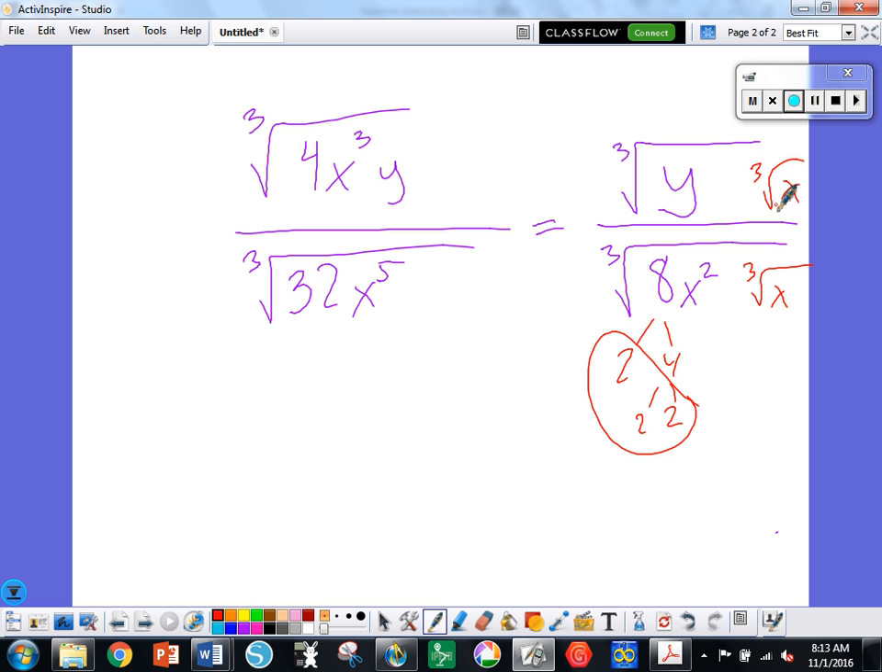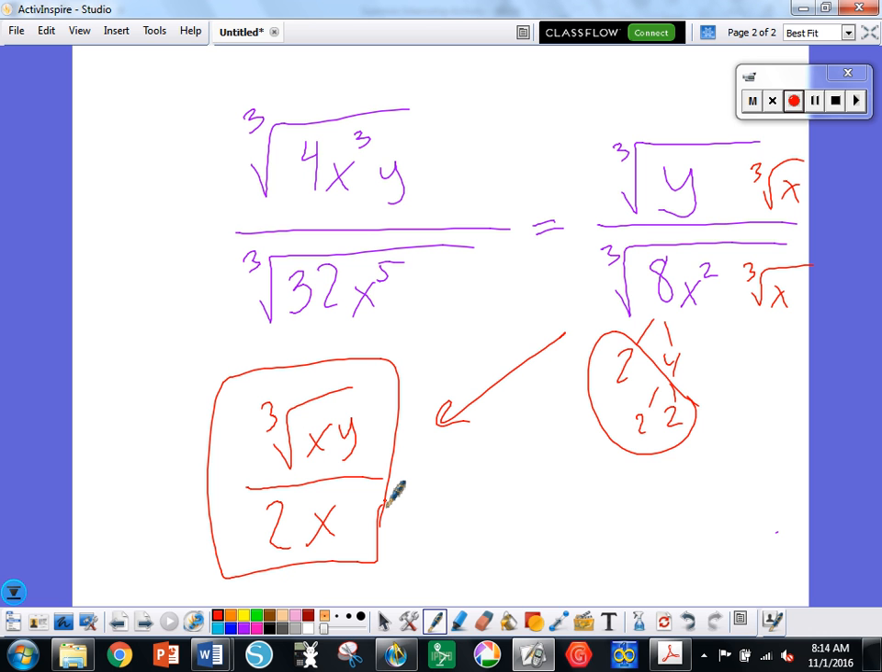Okay, I don't think she has the page extender button. So this comes over here to be the cube root of xy, right? Cube root of 8 was 2. Now I have the cube root of x cubed, don't I? Which is just x. That would be it.